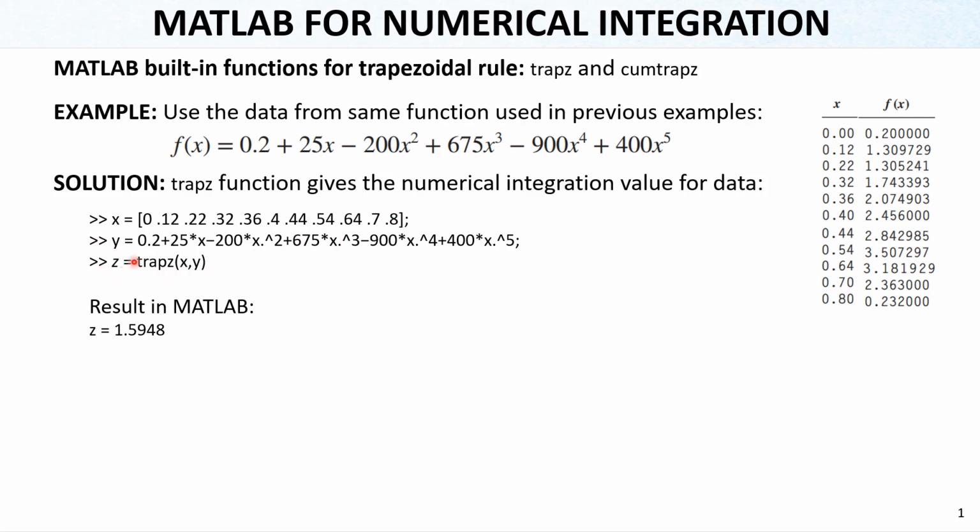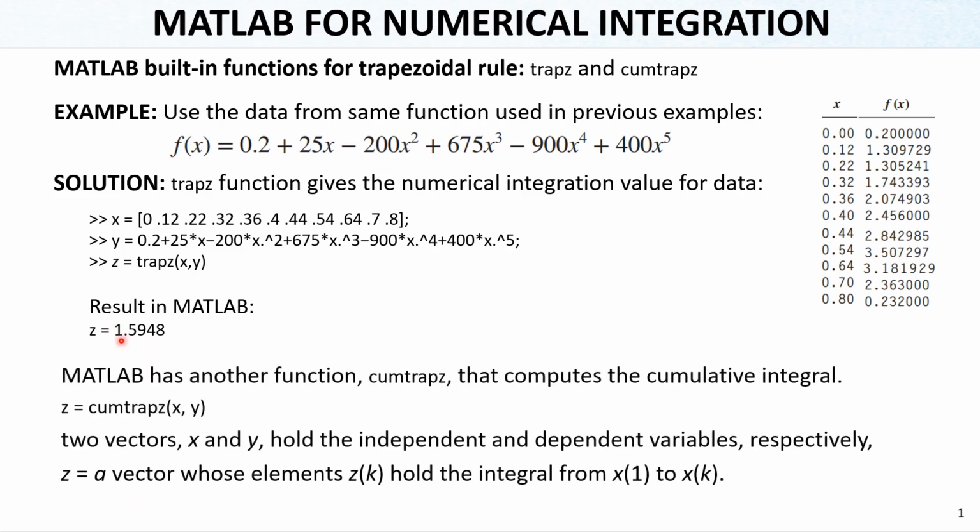When you use this, you will get the integration value. Z is the integrated value, 159, and we know that when you calculate by hand, you will get this result as well. You can compare it. MATLAB also has another function, cumtrapz, and it calculates the areas in between each segment, or under each segment, let's say. Two vectors, x and y, hold the independent and dependent variables, and z gives a vector whose elements zk hold the integral from x1 to xk. So you will get the results for these in-between segments simply.